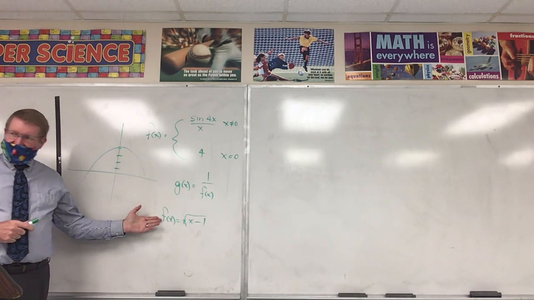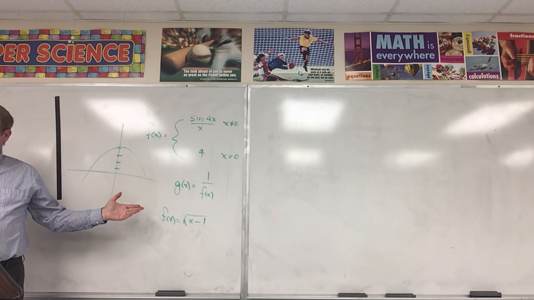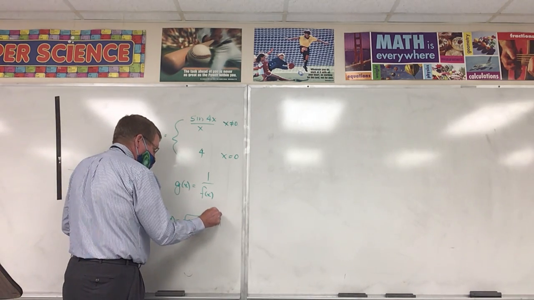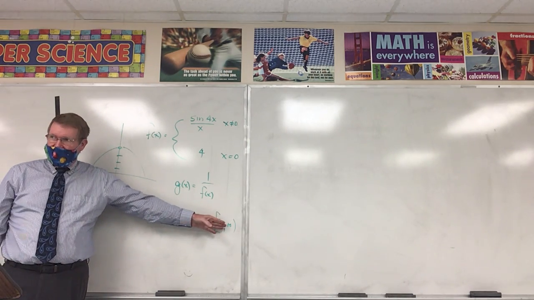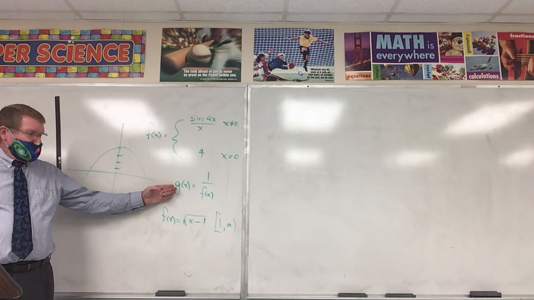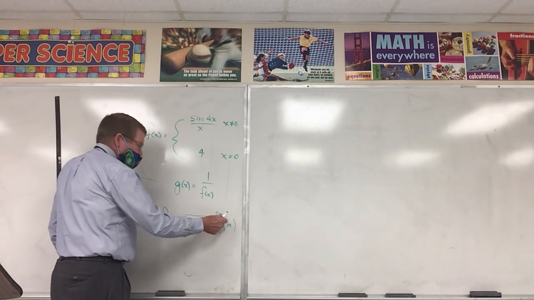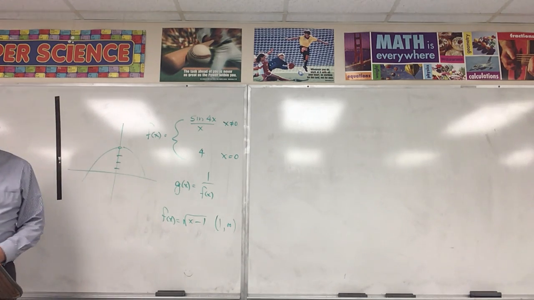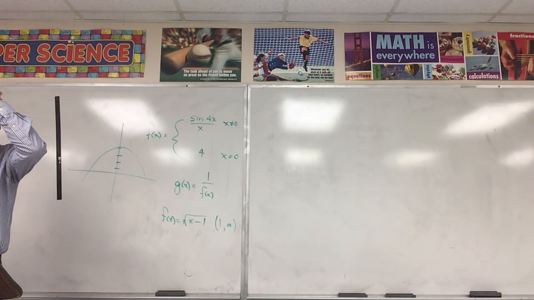All right, where is f of x continuous? Well, would it be from 1 to infinity? Correct. So if f of x is continuous from 1 to infinity, then g of x will be continuous from 1 to infinity. And we can put it that way. Any other questions? 36 and 40.